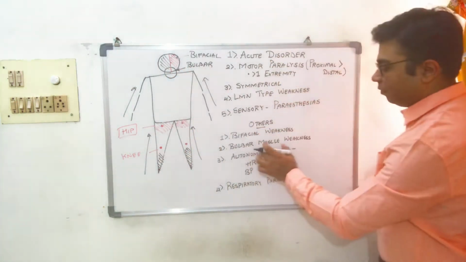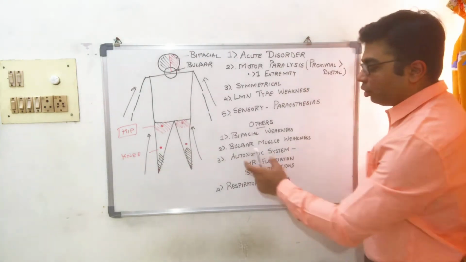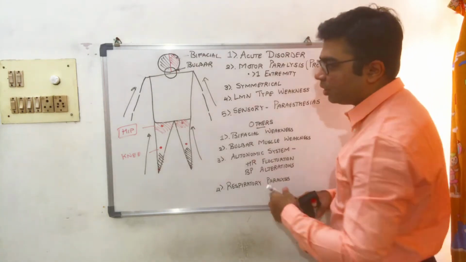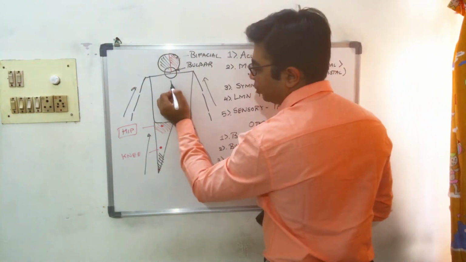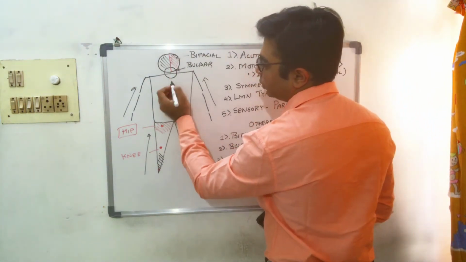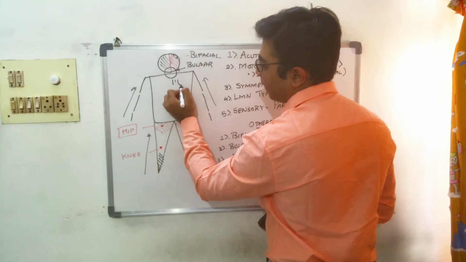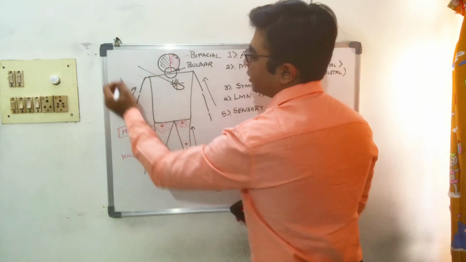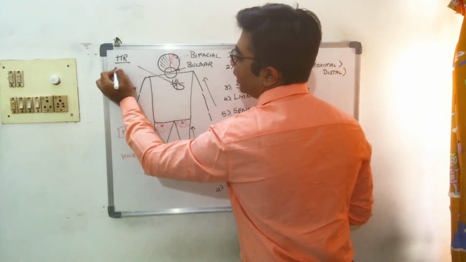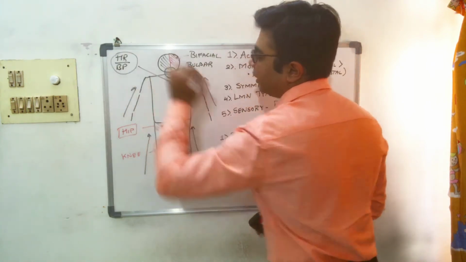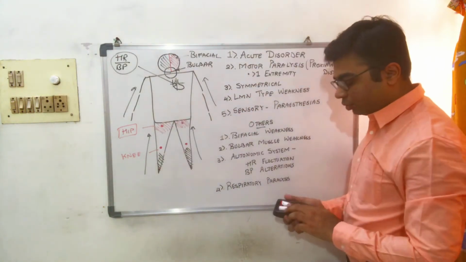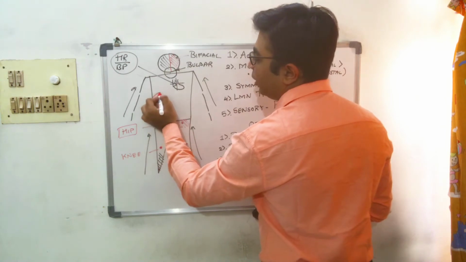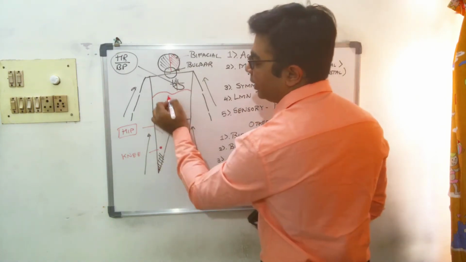Bulbar muscle weakness is also seen, and in the autonomic system there is heart rate fluctuation and blood pressure alteration. Let me write it over here that in this case we see heart rate as well as blood pressure abnormalities also. And one of the most important complications in GBS is the involvement of the respiratory muscle, that is the diaphragm.